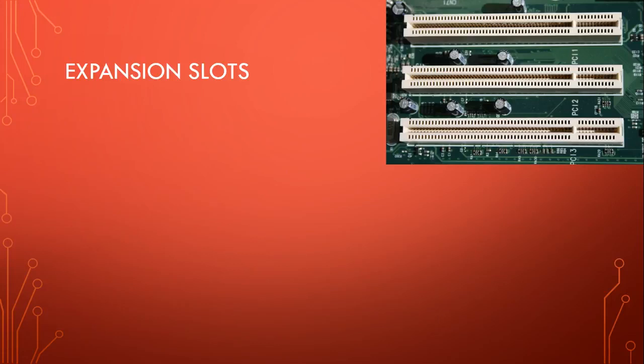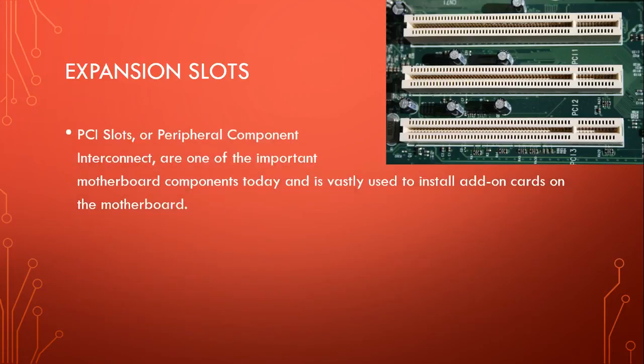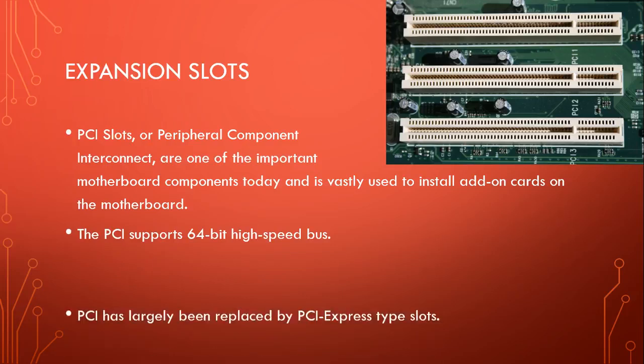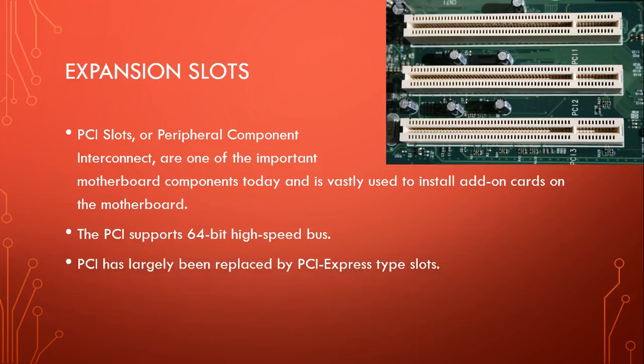All right, expansion slots, continued. Next up is PCI slots, or peripheral component interconnect. These are one of the most important motherboard components today and are vastly used to install add-on cards on the motherboard. The PCI supports a 64-bit high-speed bus, and it has been largely replaced by the PCI Express type slots.